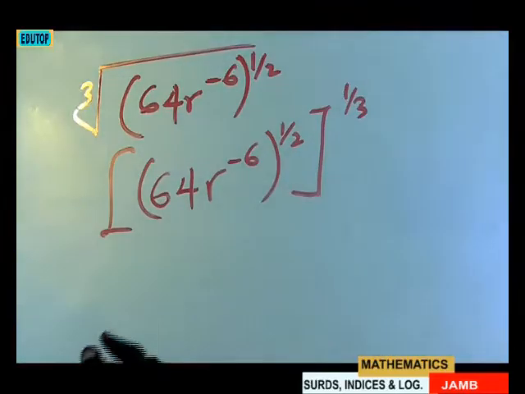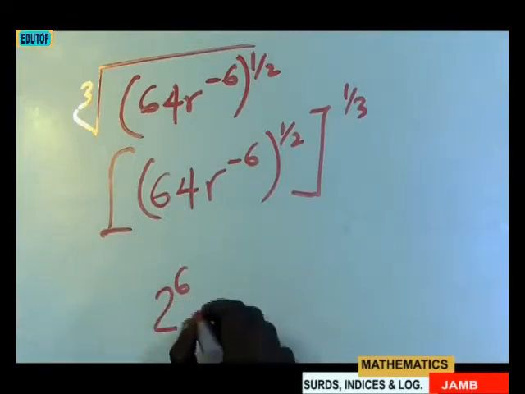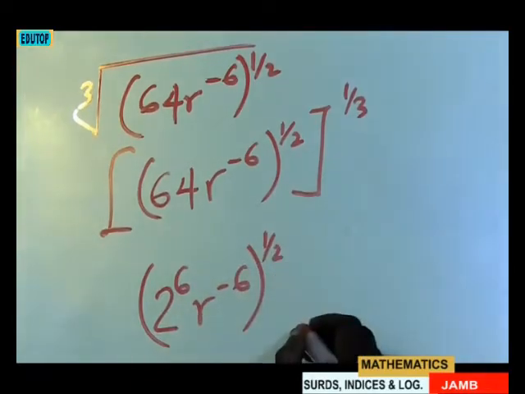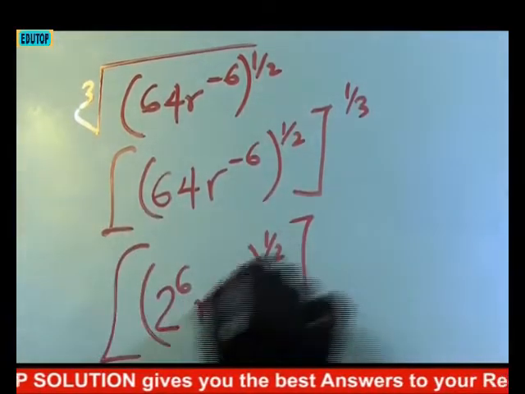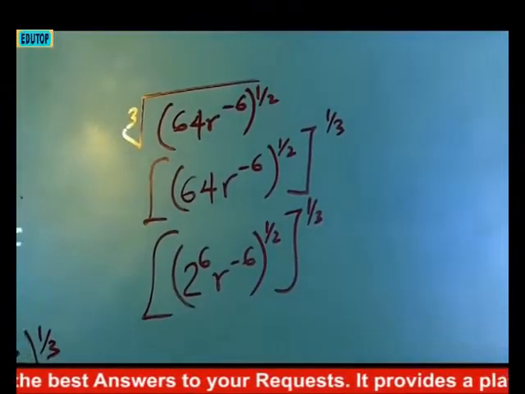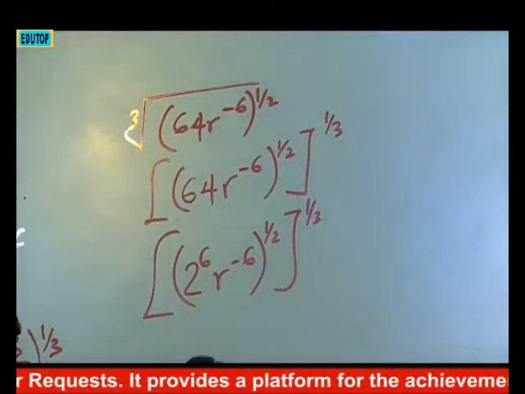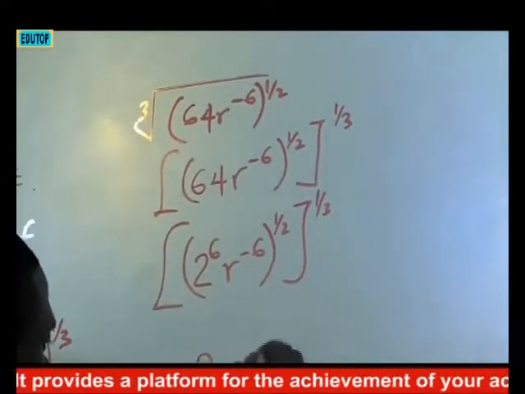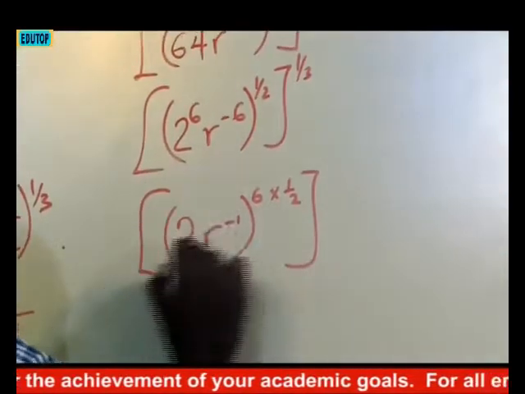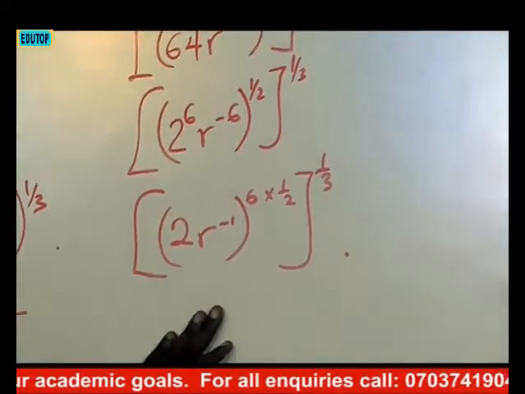Now, I know that my 64 is definitely 2 raised to power 6. r raised to power minus 6 is already here. Then I have half, then I have affected by cube root, that's 1/3. So in this situation, since this one is raised to power 6 and this one is also raised to power minus 6, I can write 2r raised to power minus 1, everything affected by 6, times half that is already here, then affected by 1/3. I have not committed any mathematical blunder. This is just mathematical concept.